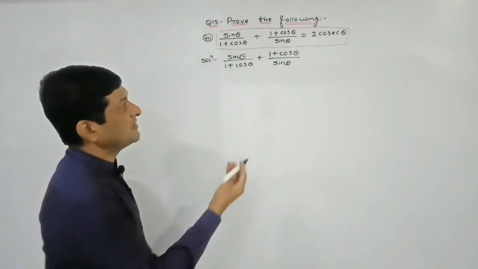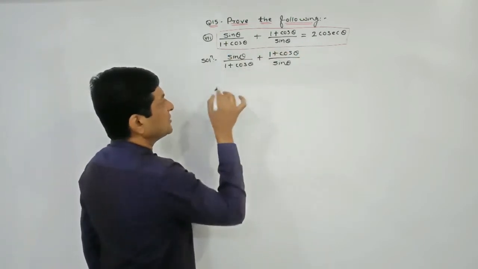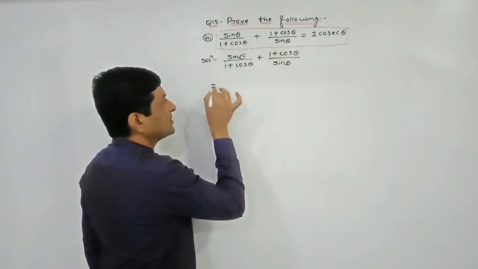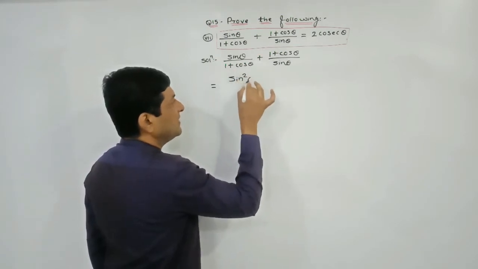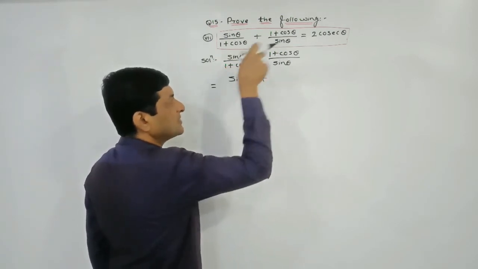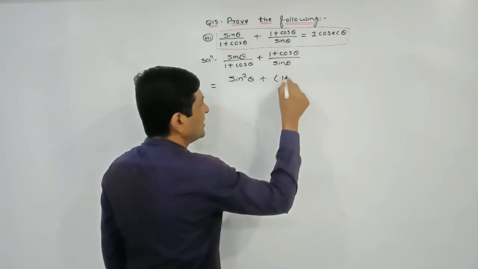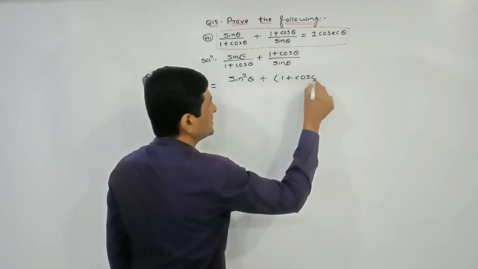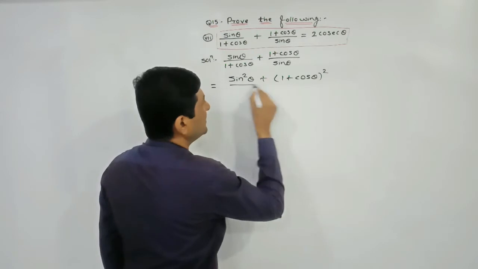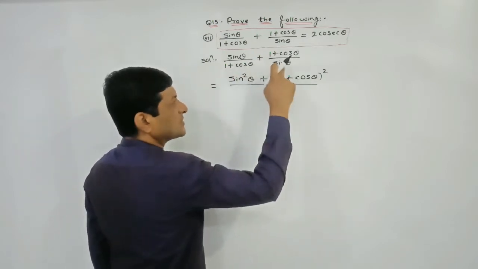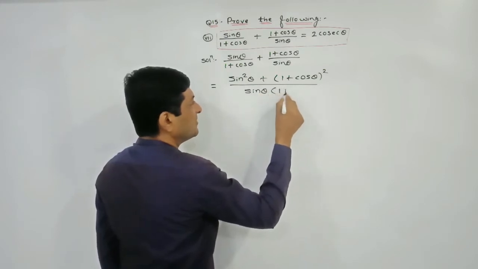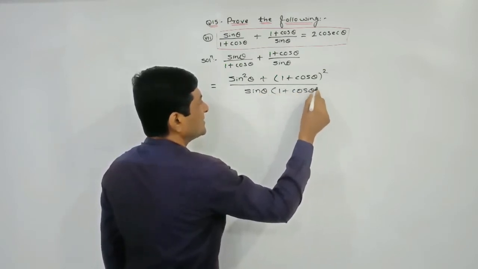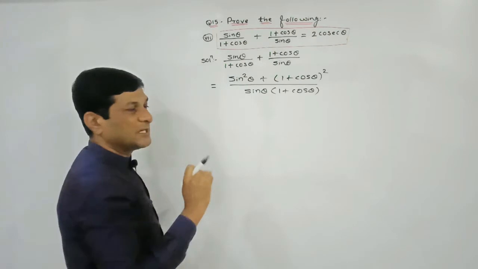So here we are taking cross multiplication so that we are able to simplify it. Sine into sine will become what? Sine square theta, and 1 plus cos theta into 1 plus cos theta will be 1 plus cos theta whole bracket square. In the denominator, 1 plus cos theta into sin theta will become sin theta into 1 plus cos theta. Just simply we have taken cross multiplication here.